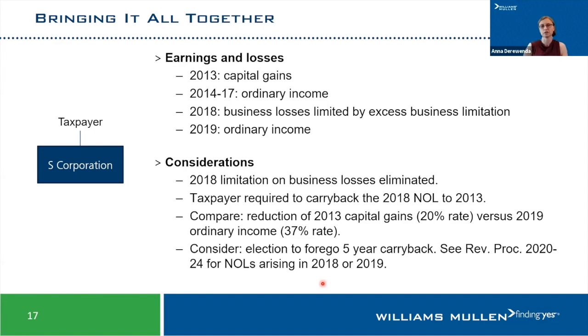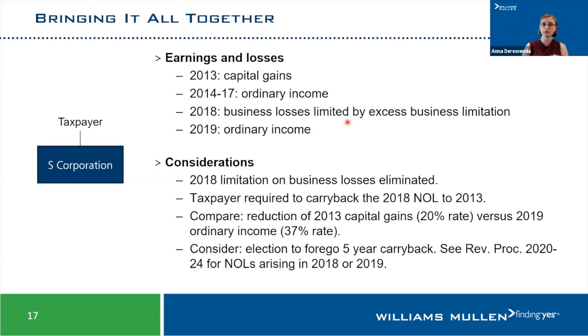So let's say we have a taxpayer with an S corporation, and in 2013, that S corporation had capital gains. And then in 14 through 17, they had ordinary income. Something happened in 2018, they hit a rough patch and they had a whole lot of losses that the individual taxpayer couldn't take because they were limited by the new excess business limitation. And then in 2019, they had ordinary income. So prior to the CARES Act, this taxpayer may have expected that to the extent that these losses were limited, they could be carried forward and taken against the 2019 ordinary income.